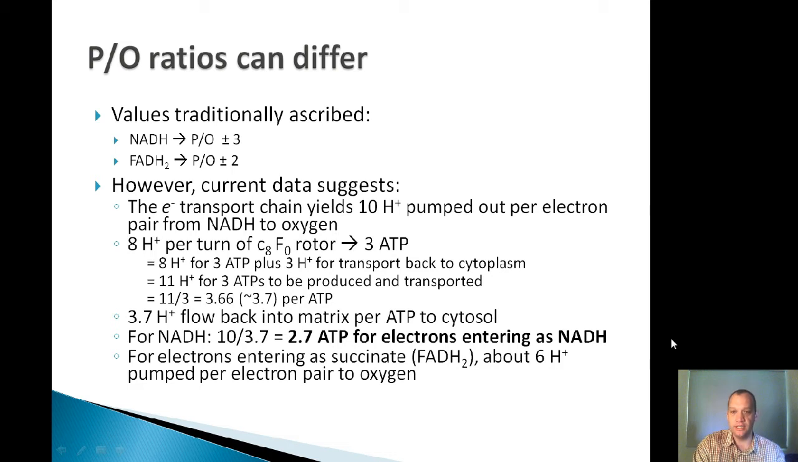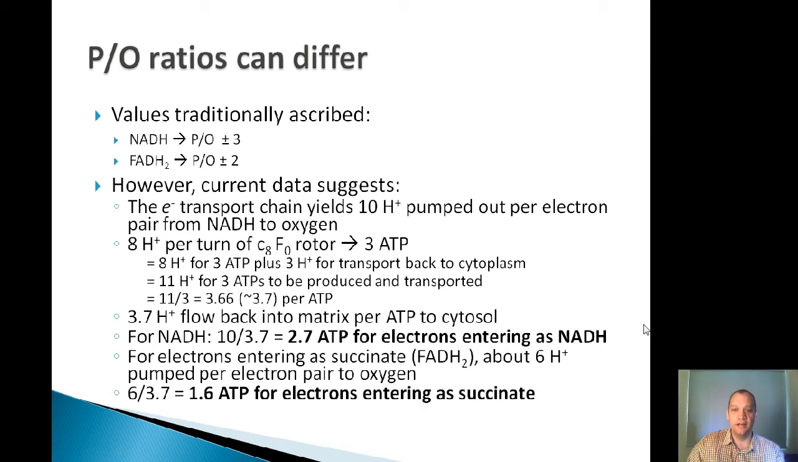But complex 2 does not translocate protons from the matrix side into the intermembrane space. And so you only get 6 protons pumped into the intermembrane space using this part of the pathway. And that means we get less energy from these electrons. It's still 3.7 protons that are needed to produce an ATP and travel it back into the cytoplasm. But FADH2 only gives you 6 protons, which means we only get about 1.6 ATP for electrons entering as succinate.